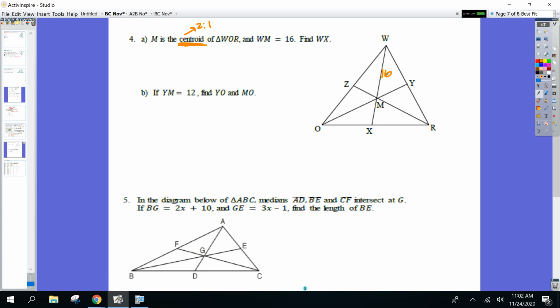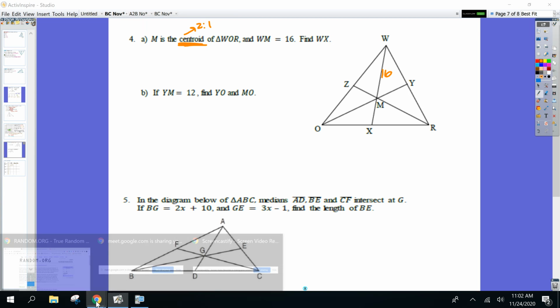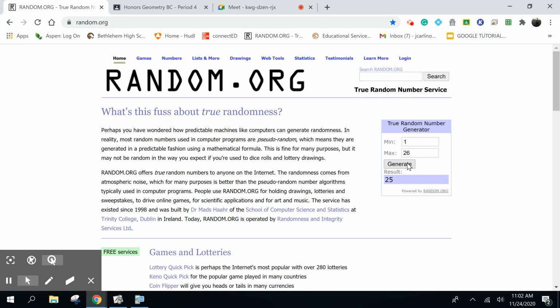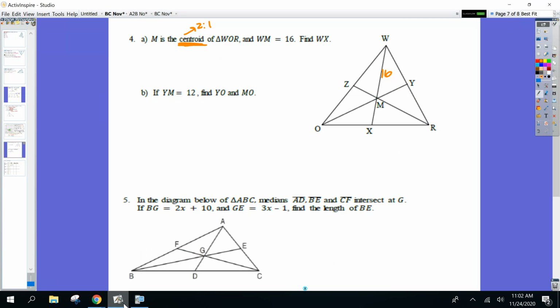What's WX? Well, before I find WX, I should find the other part, MX. So using that 2 to 1, what's the length of MX? Sabrina, what's my length of MX? 8. Yes, because the distance from the vertex to the centroid is double the distance from the centroid to the side. So 16 and 8, so we know WX is a length of 24.